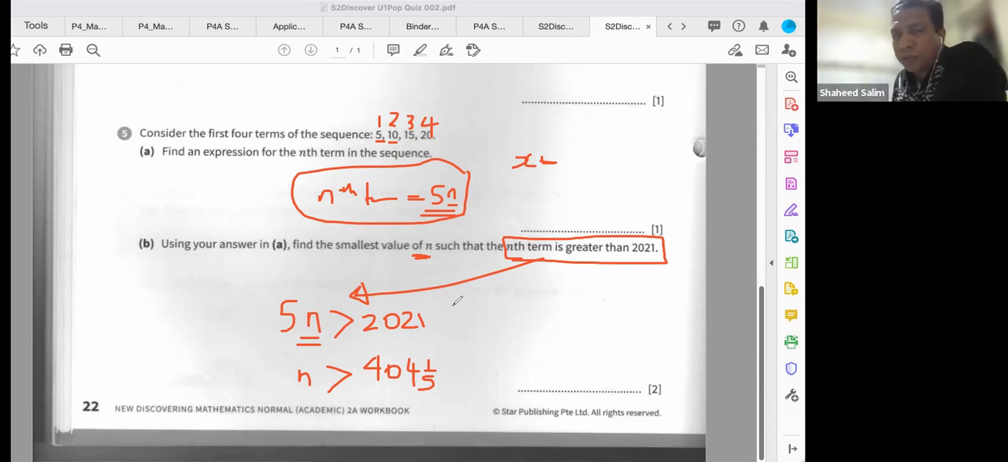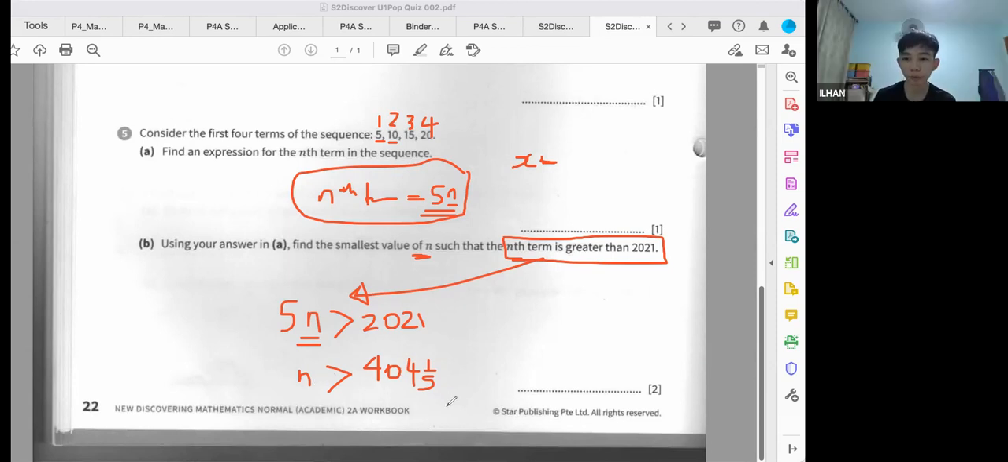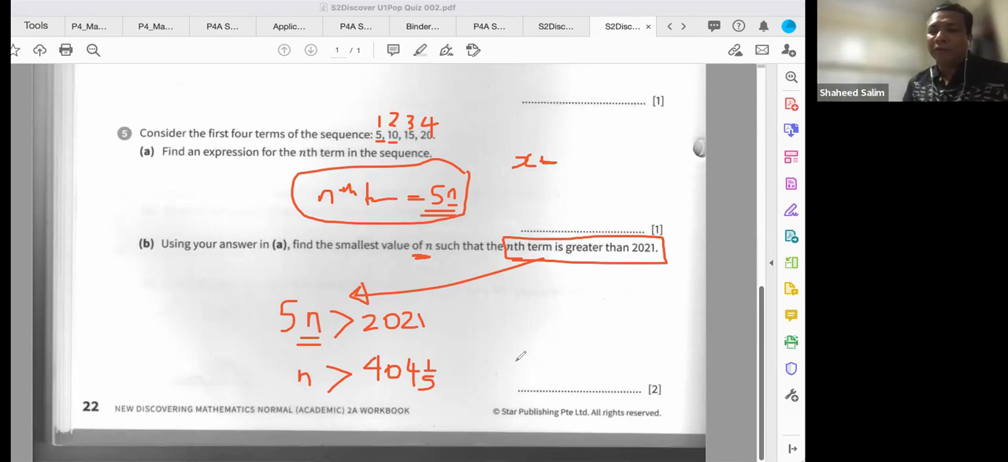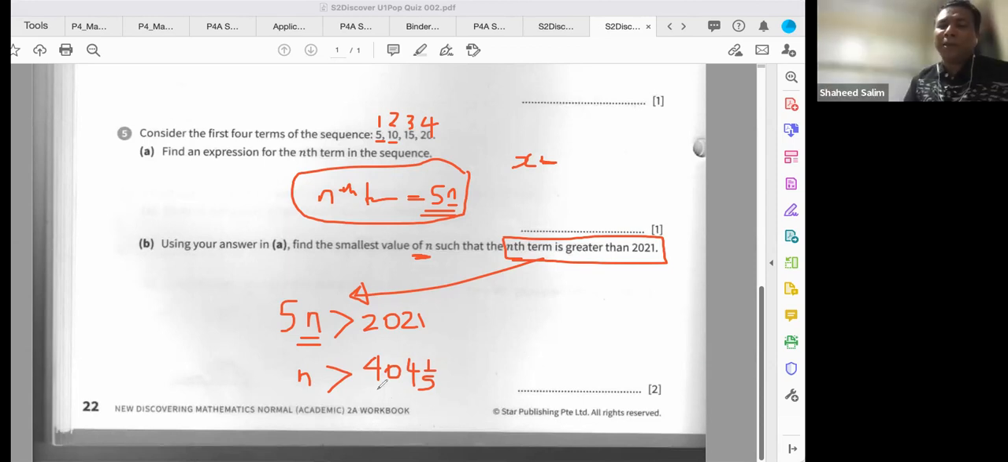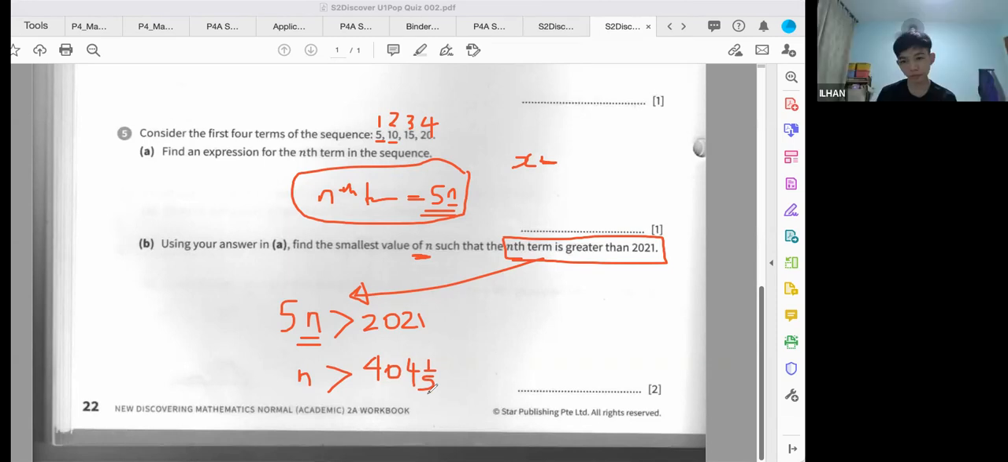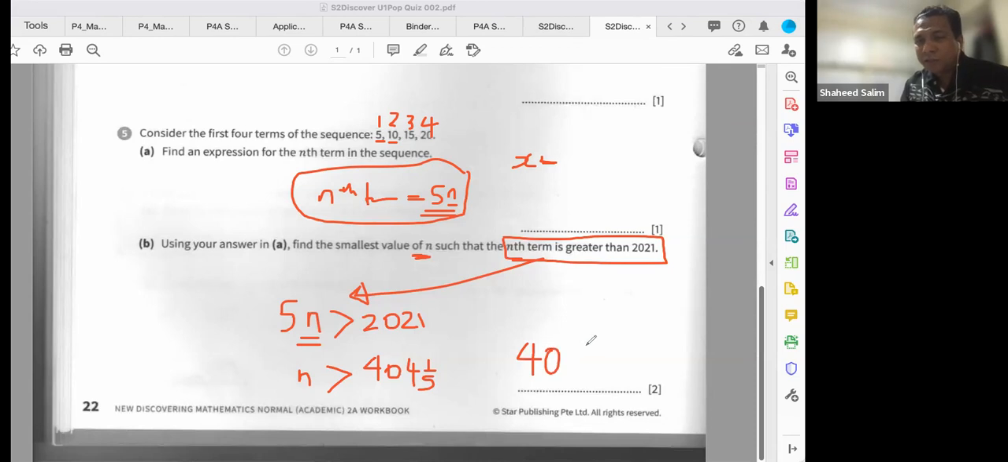number, let's say there's 40 students. Then the teacher calls for number 30.2. No one can stand up, right? Because there's no such thing as 30.2. Same thing with this 404. 404 is not bigger than this. 403 is not bigger. n must be bigger than this number. So 405. That is your smallest. You get it? This is your smallest possible answer.